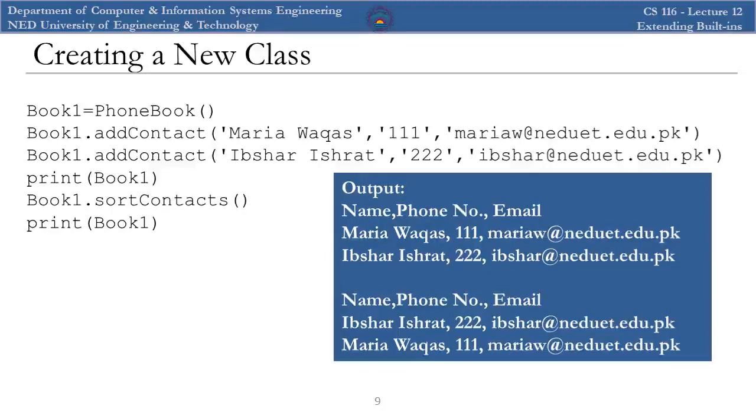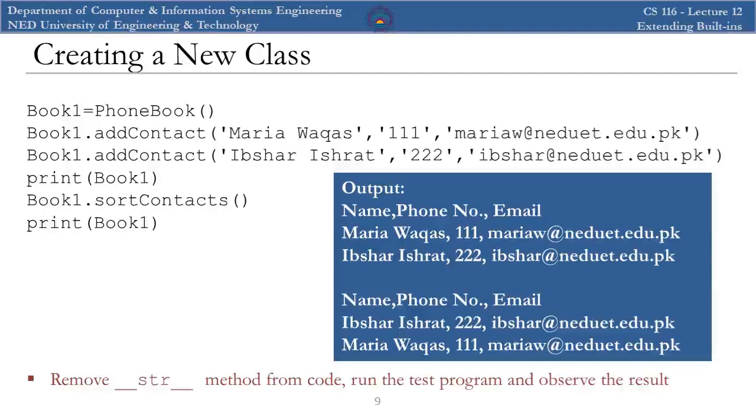Now you can find this whole code in that code file that I've uploaded along with this lecture. I want you to try something here. Just go and remove that str method from the class and see what output it produces. So this is your task for this second approach. Just remove the method, run the same test program again, and observe the result.